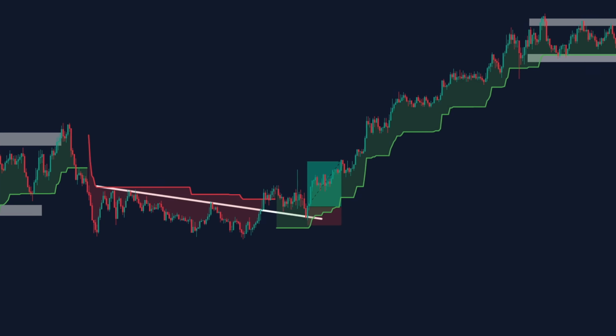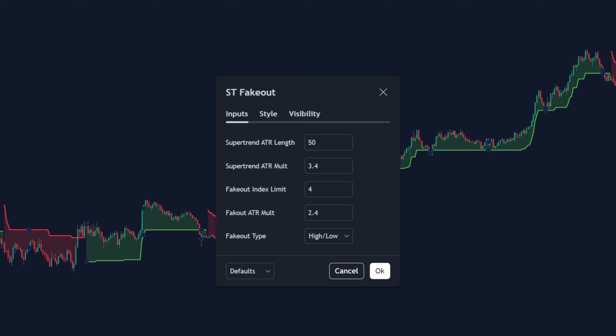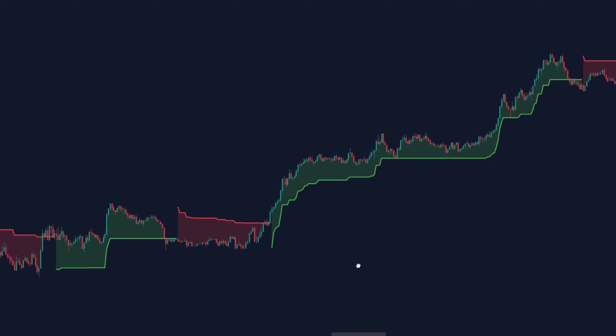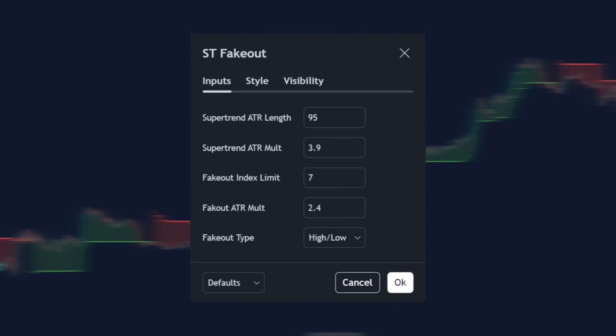Second way to use this indicator is combining it with price action patterns. But if you're not experienced with that, don't skip yet, because I will also show you a few indicators that can do that for you. So first, let's change the supertrend settings again to fit this style better. Change the supertrend ATR length to 95, ATR mult to 3.9, fake out index limit to 7, and fake out ATR mult to 2.4. If you don't have the charts on hand, just screenshot this and apply it later.